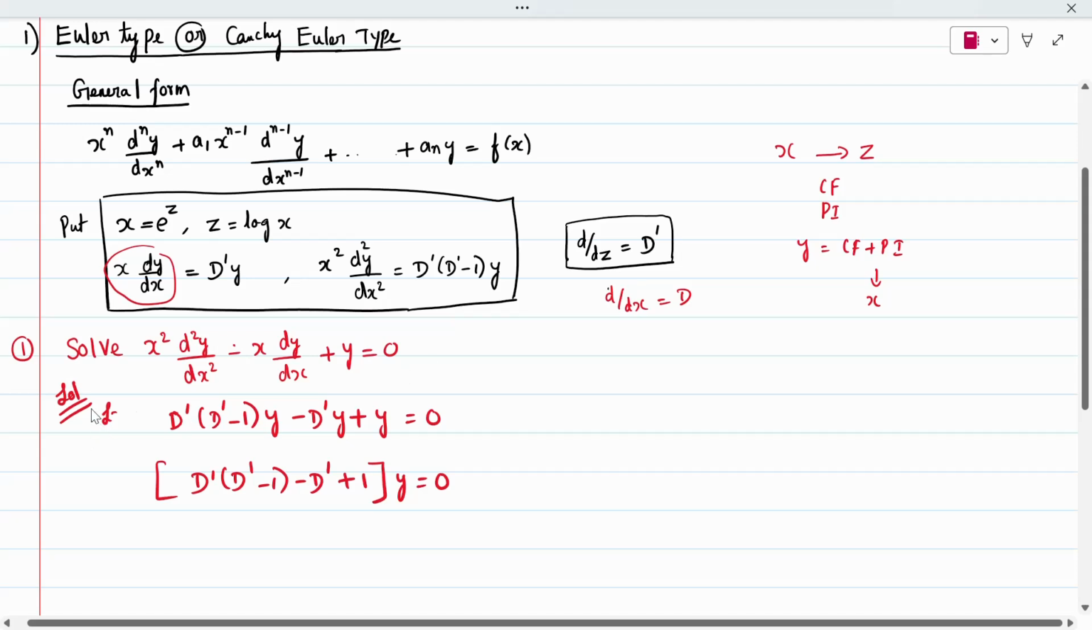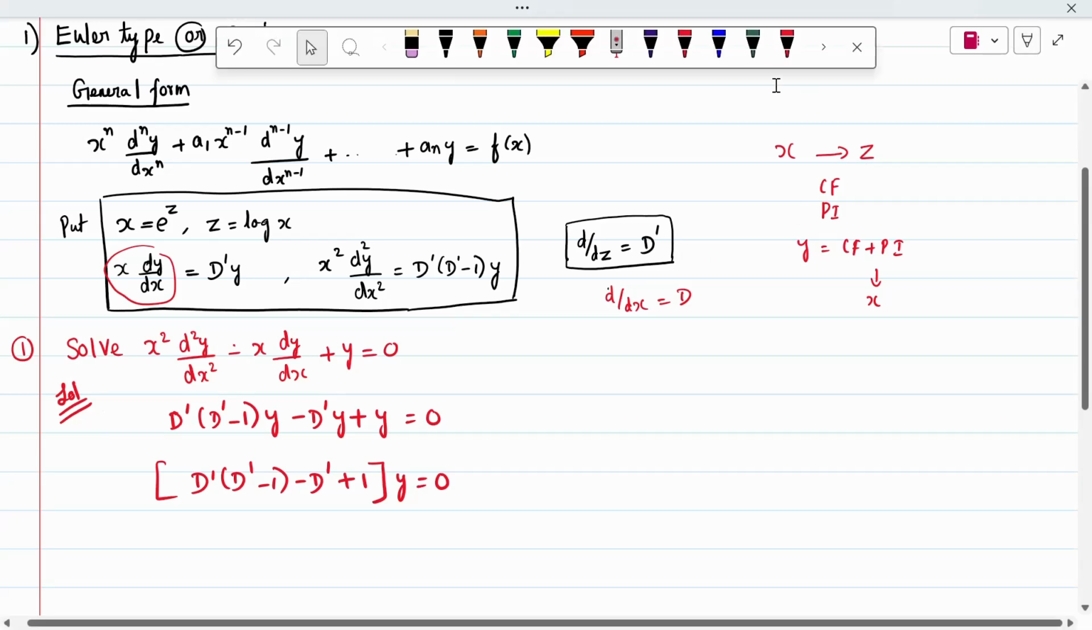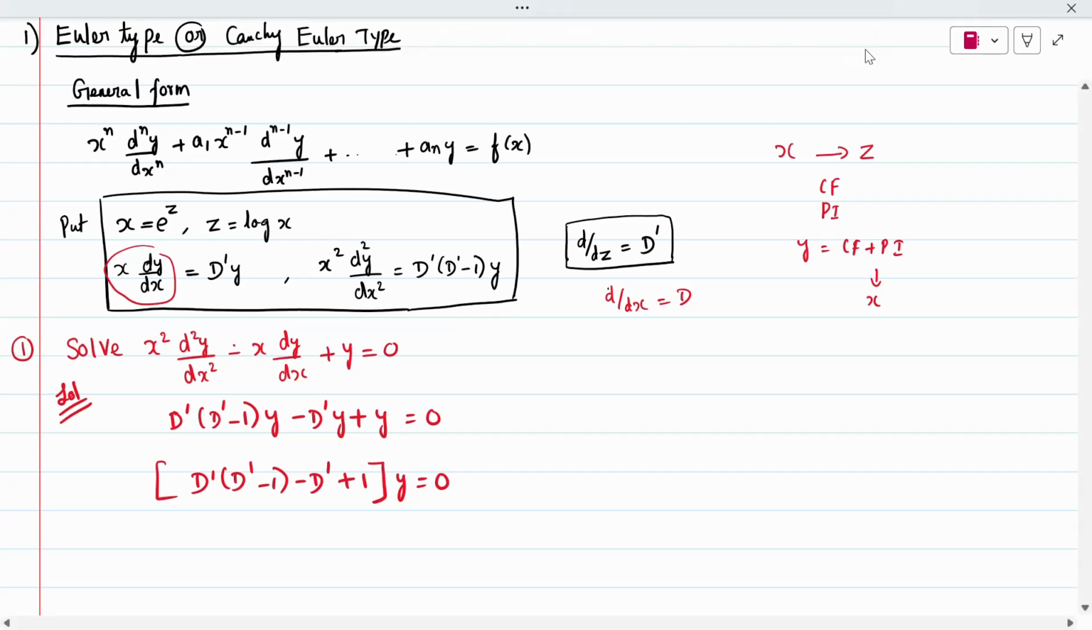I'll use some other color so that you will not get confused. You have to take x as e to the power z, and z equal to log x; we have to replace it. If I have a right hand side, I have to replace it and write, but I don't have anything, so I am not able to replace it. Leave it as it is. Simplify this: d' squared minus d' minus d' plus 1, into y equal to 0.